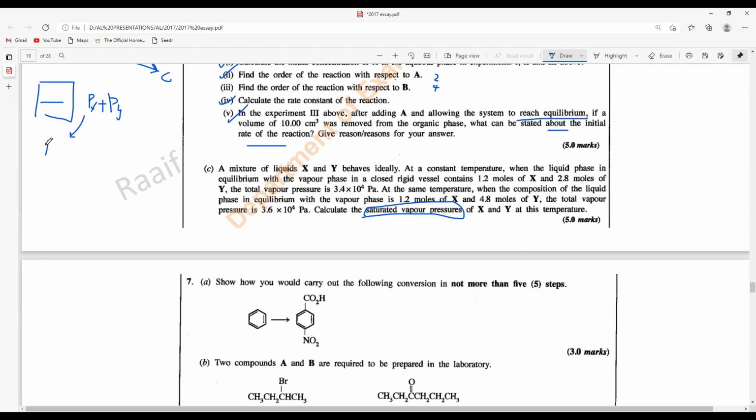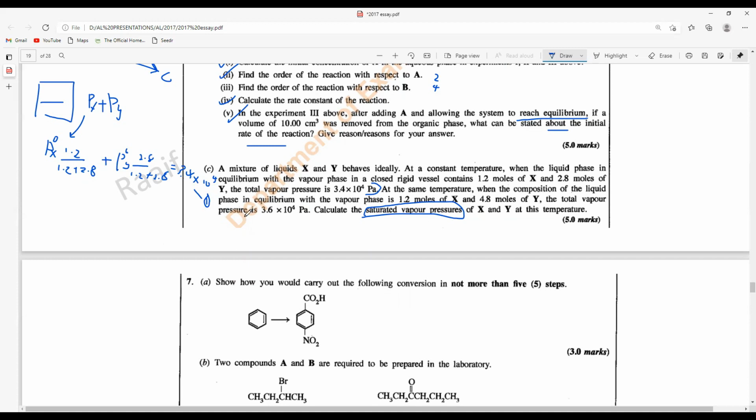So for Px, I can write this as P naught X. That is what Raoult's law says: P naught X times the mole fraction in the liquid phase. You can find the mole fraction of the liquid phase in the first experiment, because it has 1.2 moles of X and 2.8 moles of Y. So the X mole fraction will be 1.2 divided by 1.2 plus 2.8. So Px plus Py will be P naught Y times 2.8 over 1.2 plus 2.8, and this total pressure is given as 3.4 times 10 to the power 4. So this is system 1 and this is our equation 1.